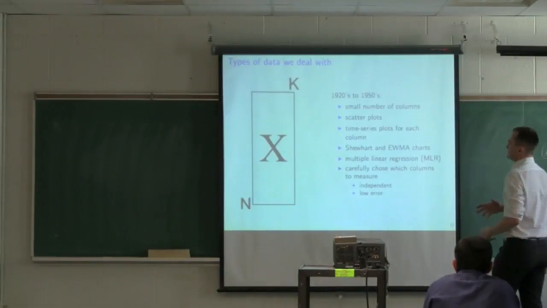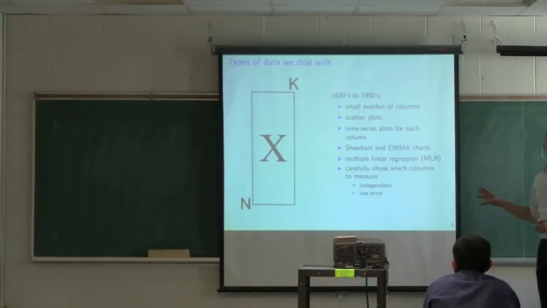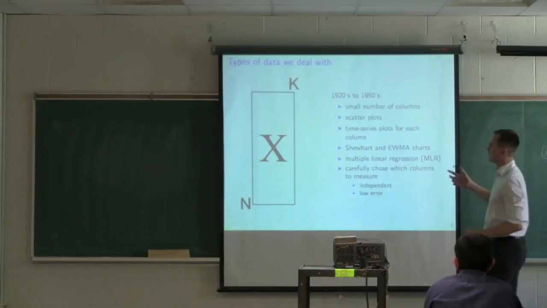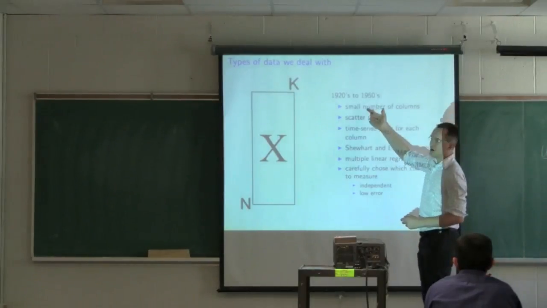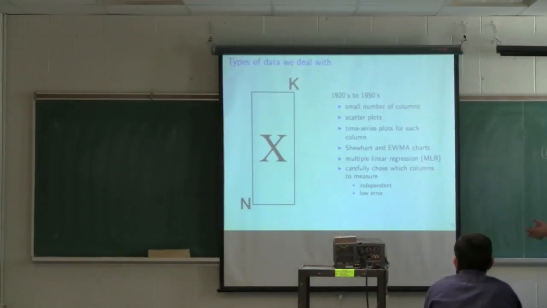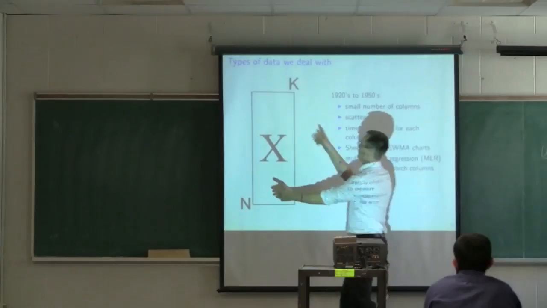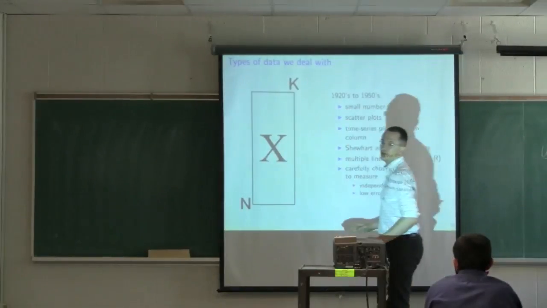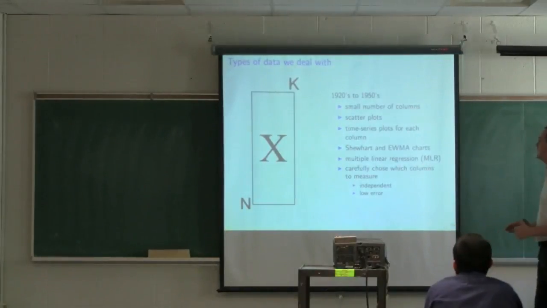So this history lesson is very oriented at chemical processes and chemical engineering. So it's a bit biased to that line. But the way we look at things is that in this time frame, when engineers worked on their processes, they collected a very small number of data sets. So the number of columns, we'll use the standard K for notation on the number of columns, very small.